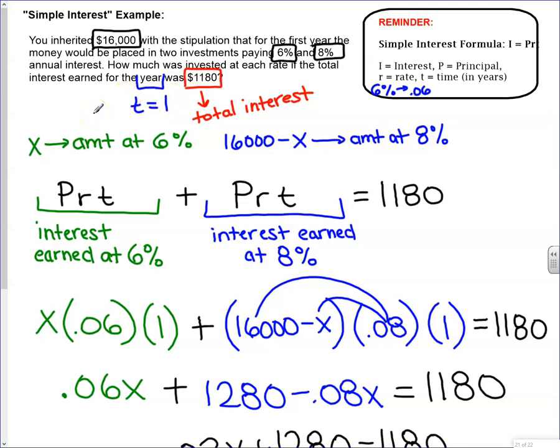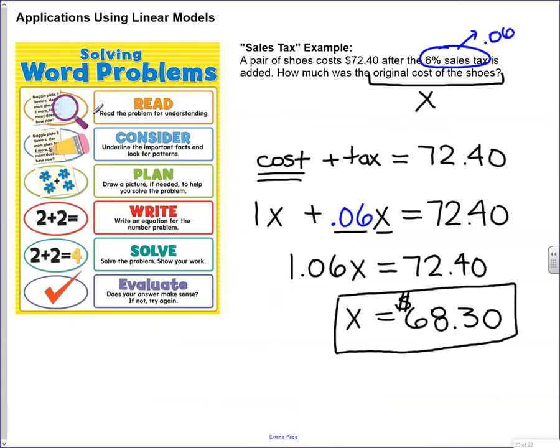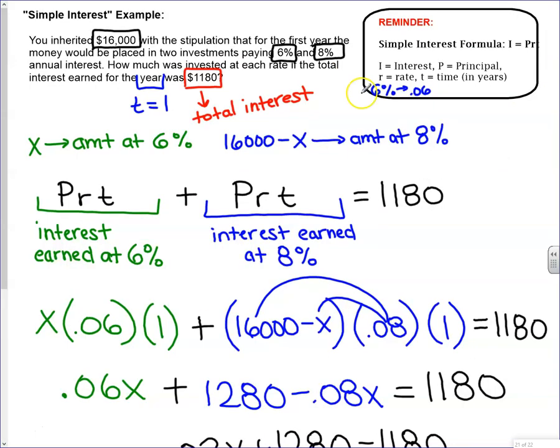When we're doing these problems, we always have to define what x is. In the previous scenario, x was the original cost of the shoes. For this one, you've got to choose what you want x to be. There are two amounts we're trying to find: the amount that we deposited at 6% and the amount that was at 8%. So one of those values needs to be x. It doesn't matter which one you choose, but you need to make sure you label it.